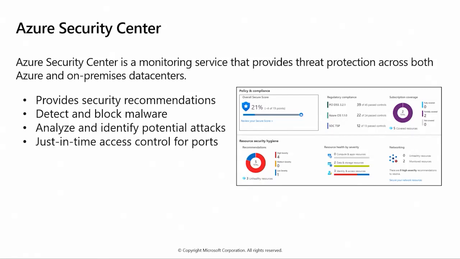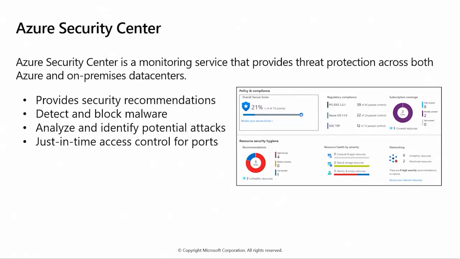Now this comes in 2 different options. The first one is the free tier, and this is something that's automatically included in your Azure subscription. This is limited to only assessments and recommendations of your Azure resources. So if you are interested in connecting this to your on-premises data centers, you may want to look at the standard tier. Now this tier provides a full suite of security-related services, and this includes continuous monitoring, threat detection, just-in-time access control, and so much more.